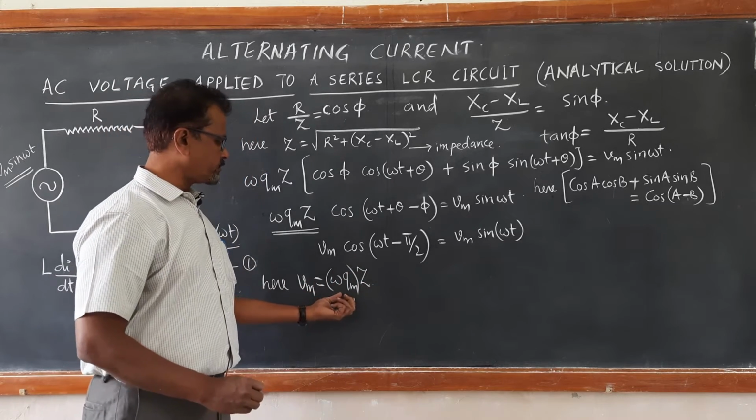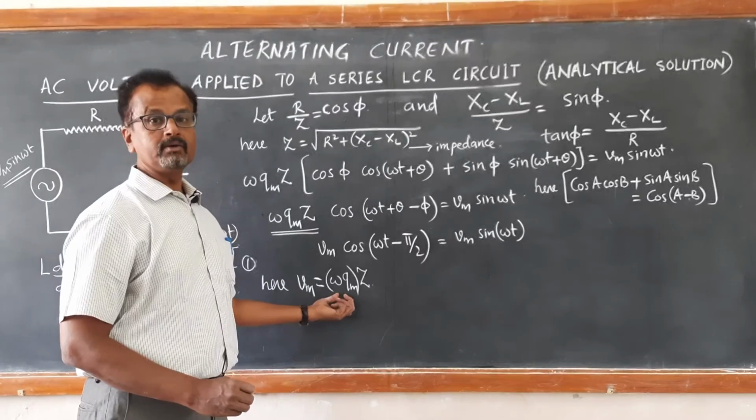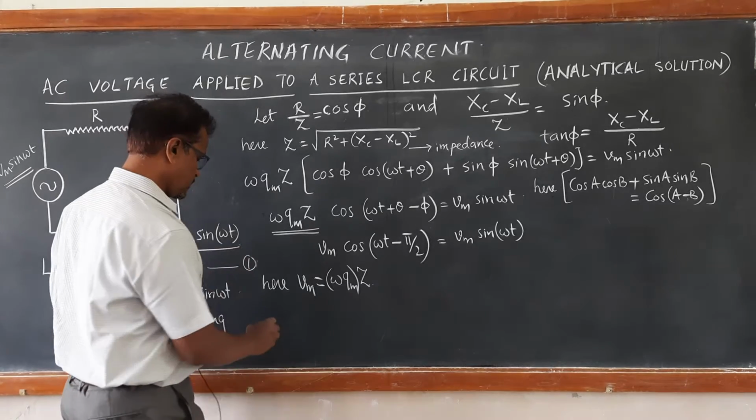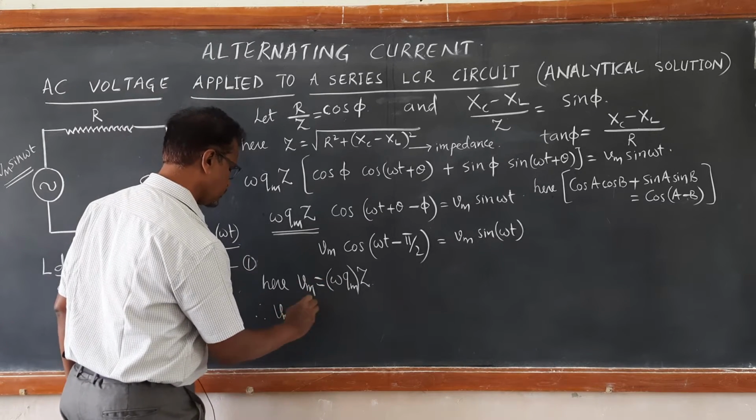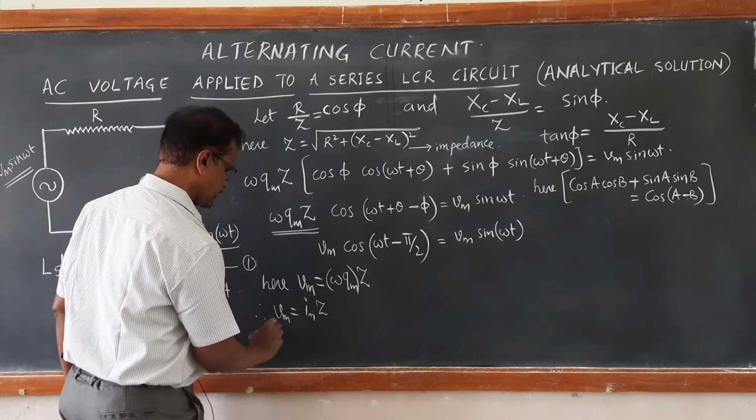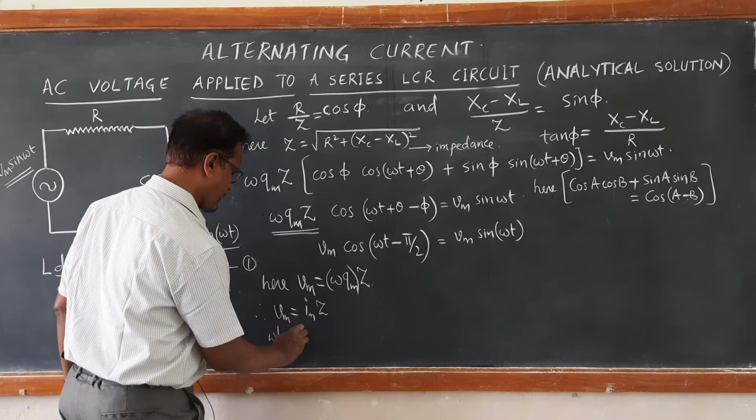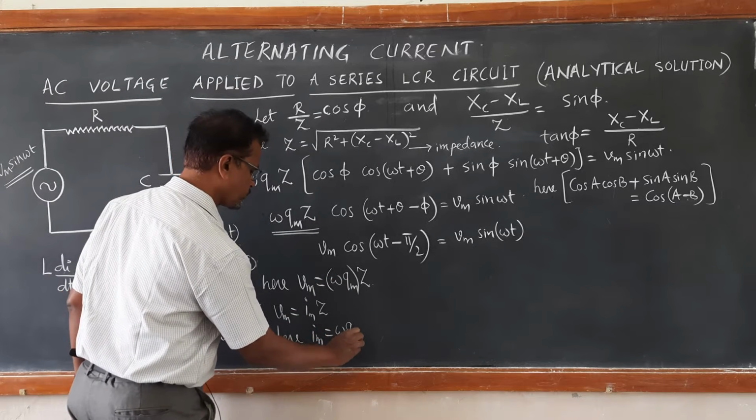So omega qm, you can just look at it. This gives us the peak value of current. So therefore we can write using Ohm's law, Vm is equal to Im Z, where Im, peak value of current, becomes omega qm.